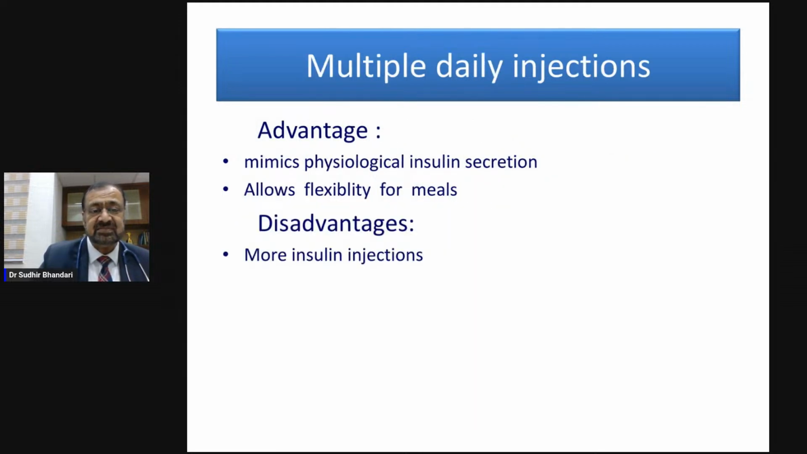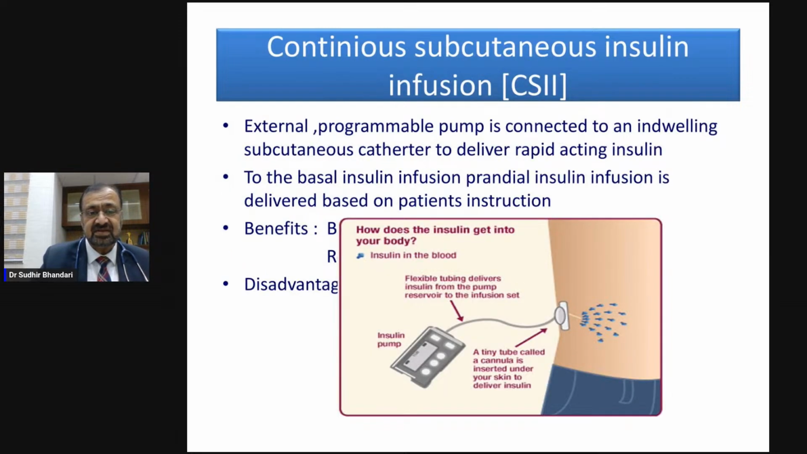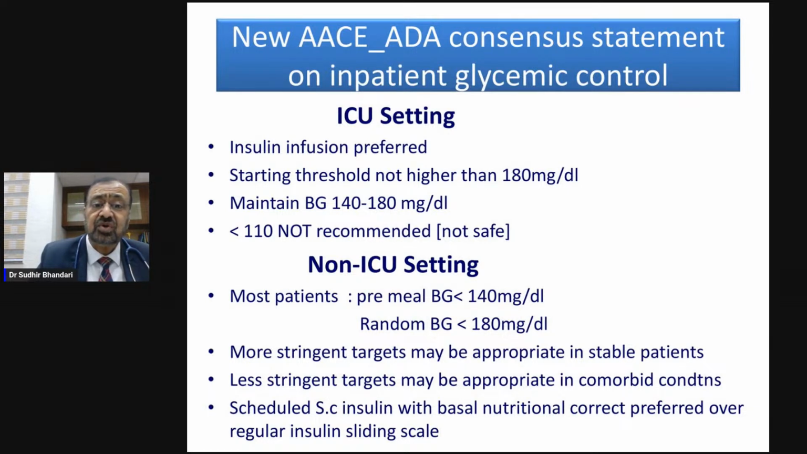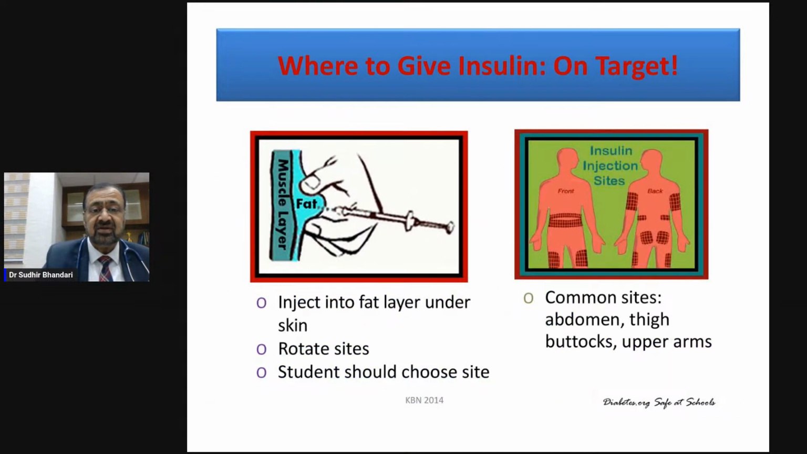The advantage of the multiple daily regime is that it mimics the physiological response and allows flexibility of meals. The disadvantage is that more insulin injections are required, but that's a different issue. Then we need to be very careful about where you inject insulin. This is also very important. You should also know, when you treat the patient with insulin, what the target values are in ICU setups and in non-ICU setups. This is another challenge. In all ICU setups, the average sugar should be between 140 to 180, which is very important. This is one of the very important slides.